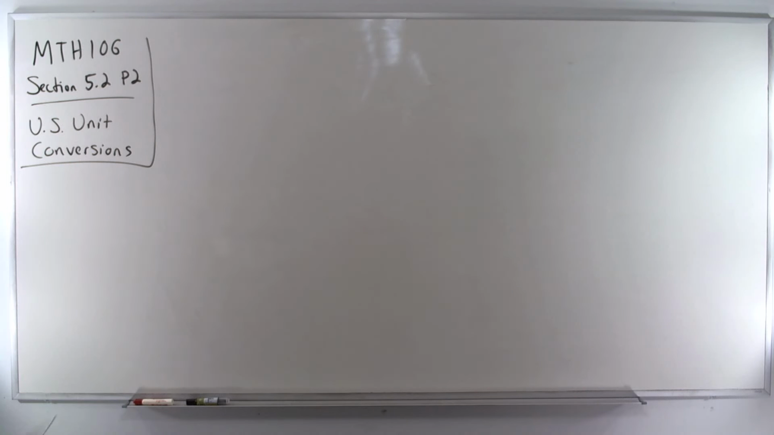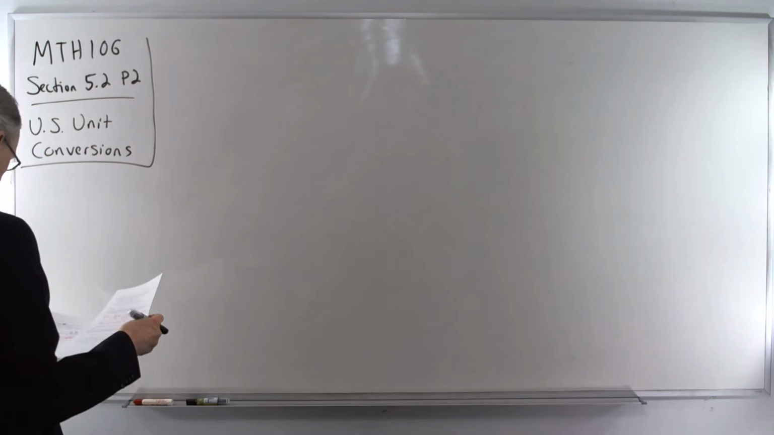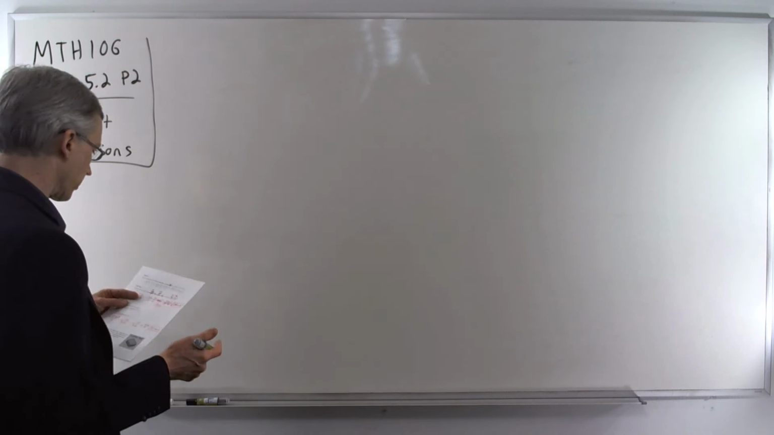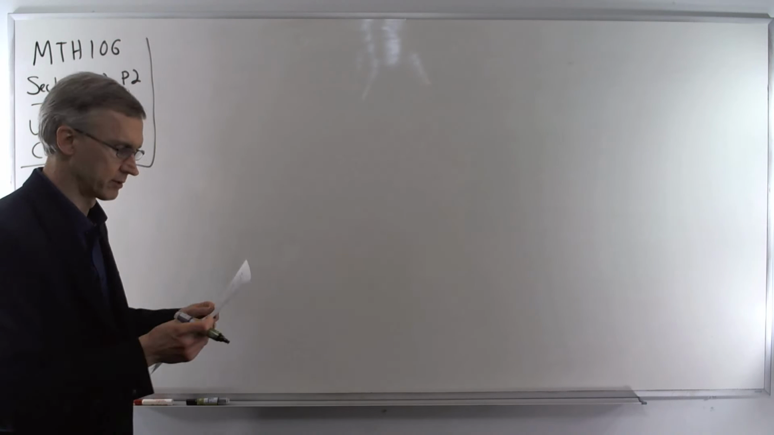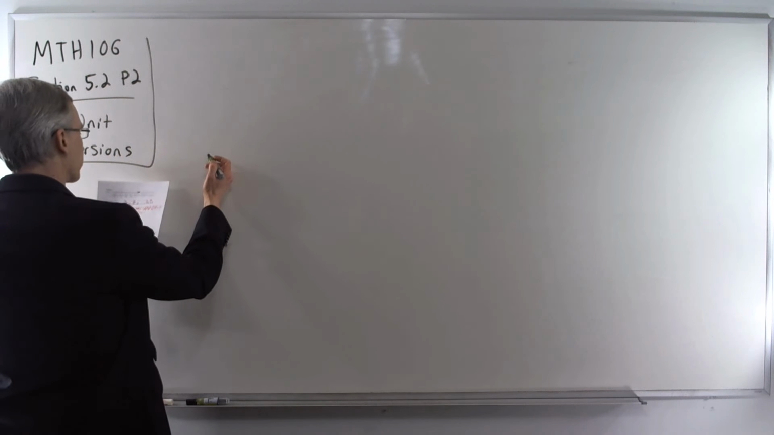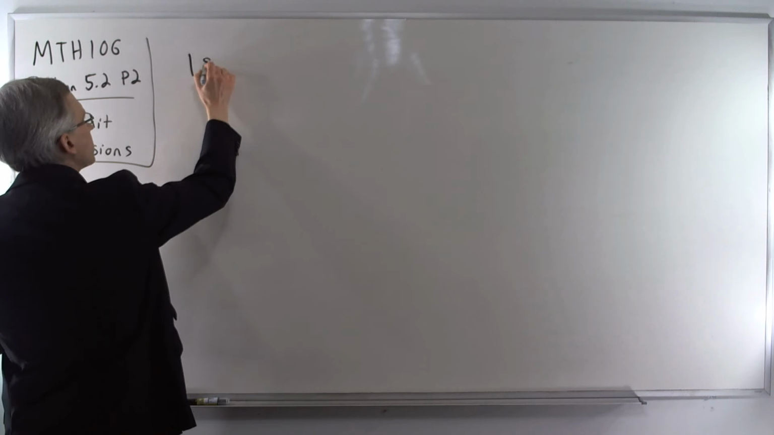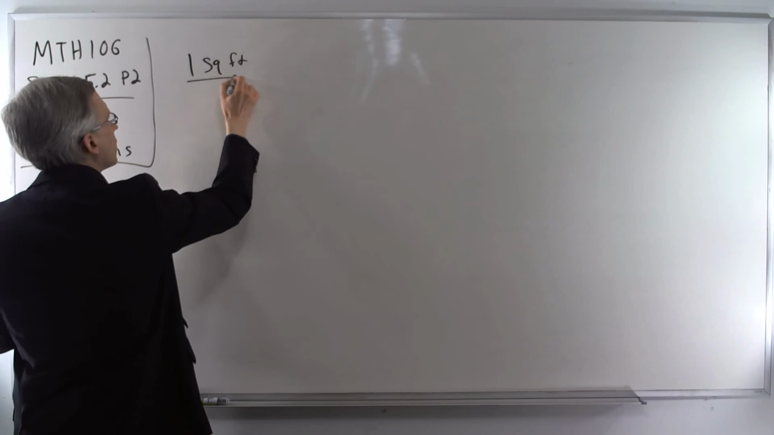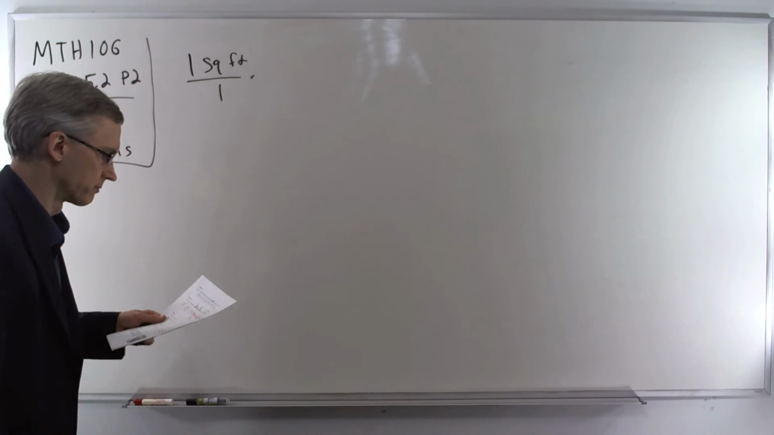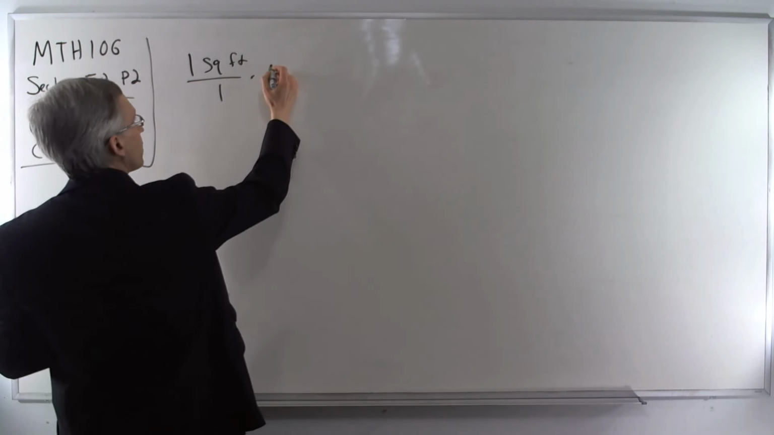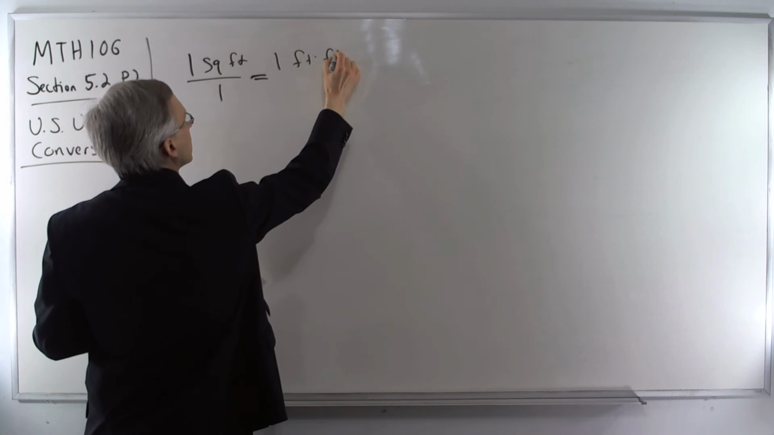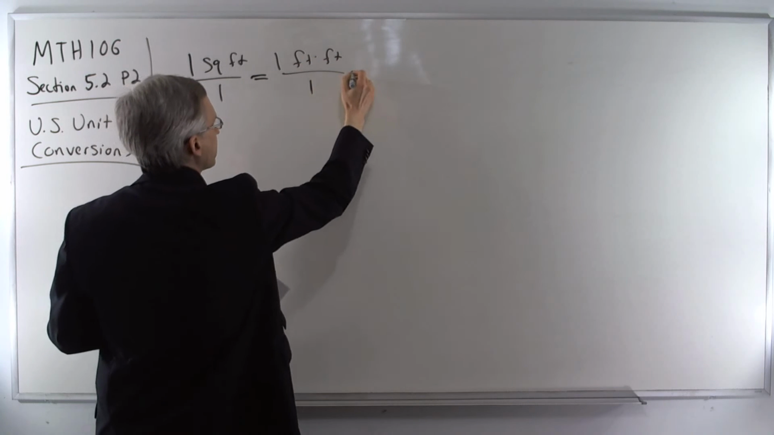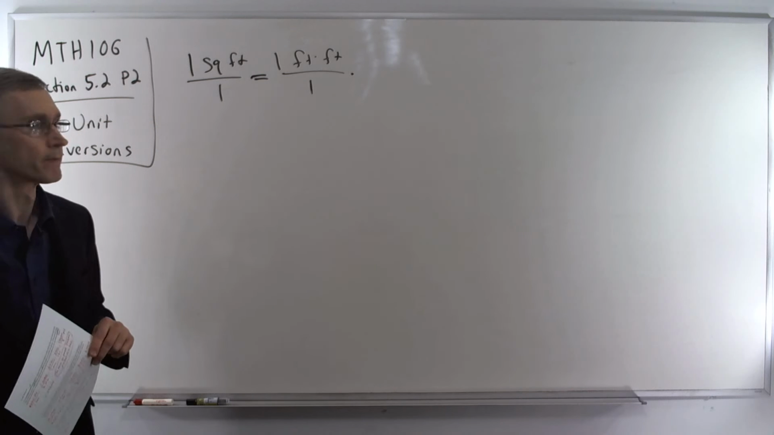So let's see where these area conversion factors come from. In example 2, we're going to find the conversion factor between square feet and square inches, and we're going to do that by converting 1 square foot to square inches. So a square foot, another way to write this is feet times feet. Now you don't have to do this, I'm just doing this for demonstration purposes.